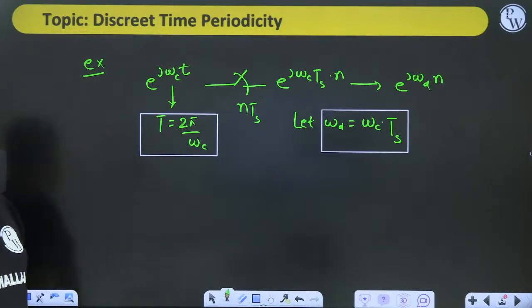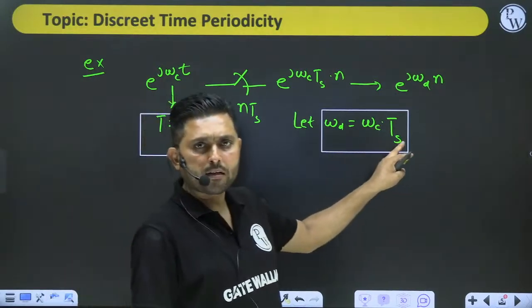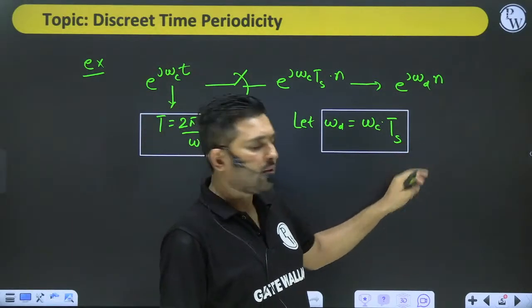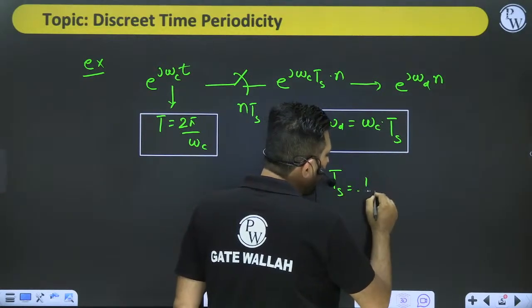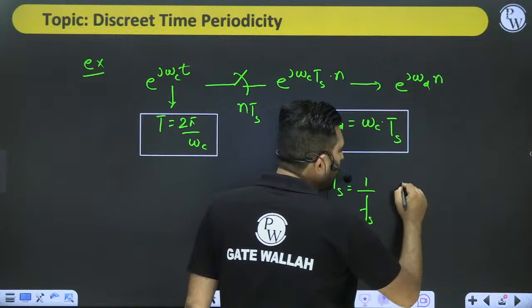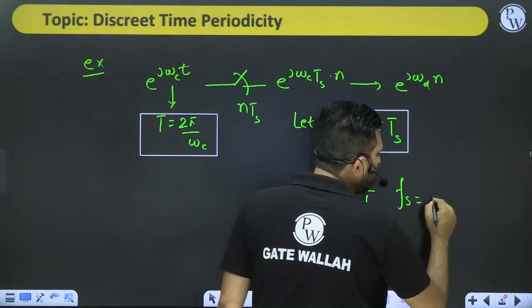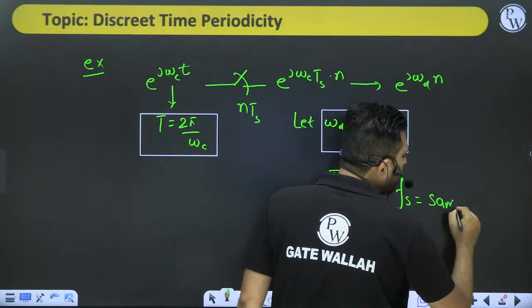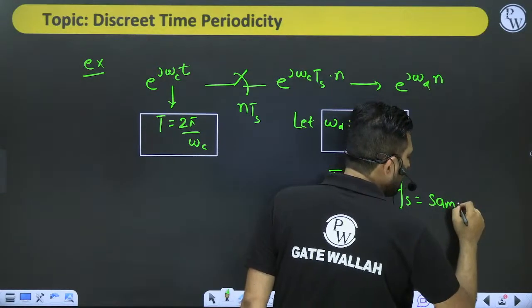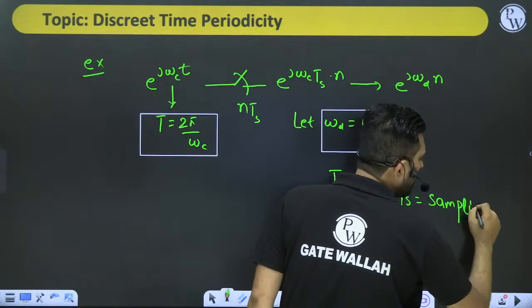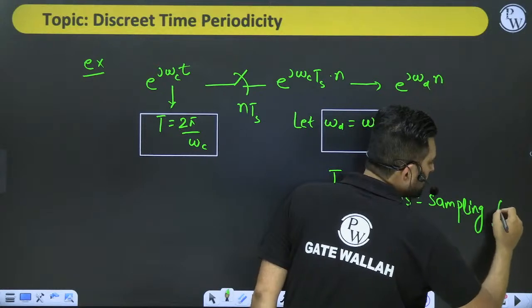Now Ts is a sampling interval, mind it. Ts is a sampling interval, and you know that Ts is equal to 1 by Fs, where Fs is the sampling frequency. I told you in the very first class, sampling frequency.